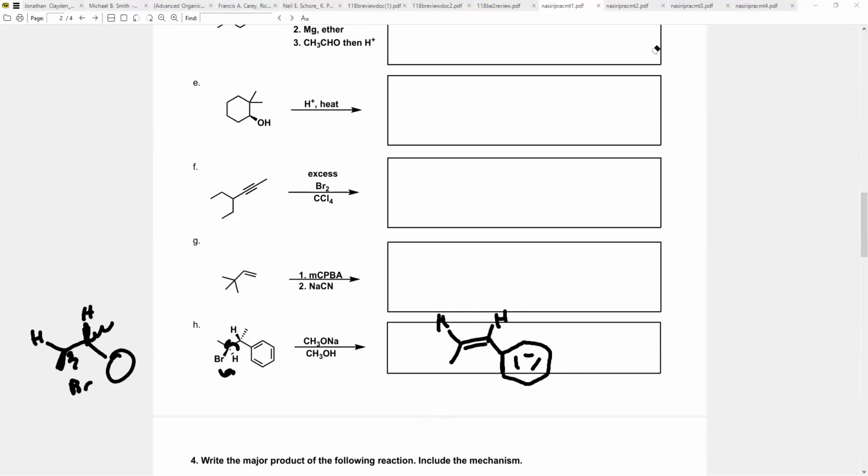Now, let's say that I use the bulky base, right? Again, that's why it's always important to scan the base real quick. Let's say I use an LDA here. My betas are this carbon and this carbon. Looks like my bulky base would just give me this alkene here. Right, I just get that alkene there.